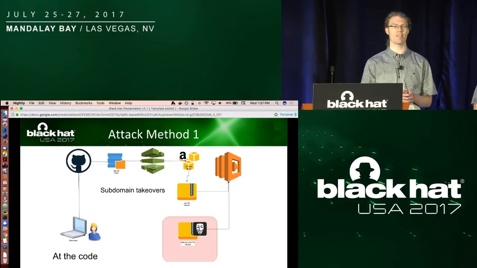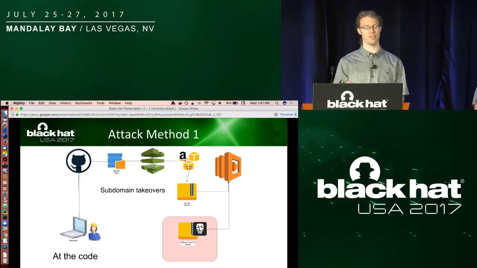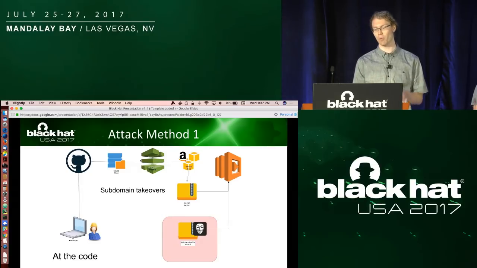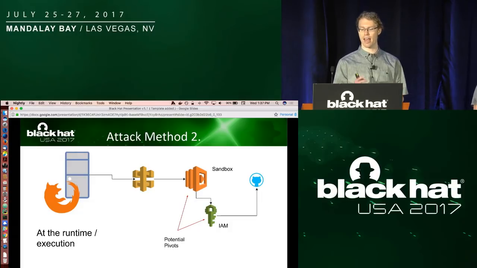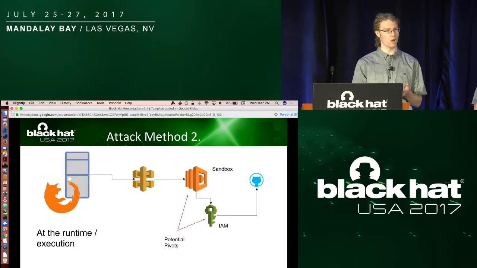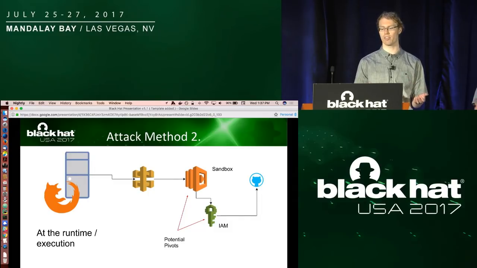Now, if you have this level of access, the second step is probably not as important to you because you don't need to worry about an exploit. You can just put whatever you want right in there. But we'll come back to this, so keep this one in the back of your head. The second method, and the one that we're going to talk about most, is exploits that are at the runtime or at the execution. These are all sorts of classic things. Things like SQL injection, getting able to run arbitrary code, or string concatenation exploits. And then once this happens within the runtime, what are some of the pivots that you're able to do based on the permissions of that serverless function?